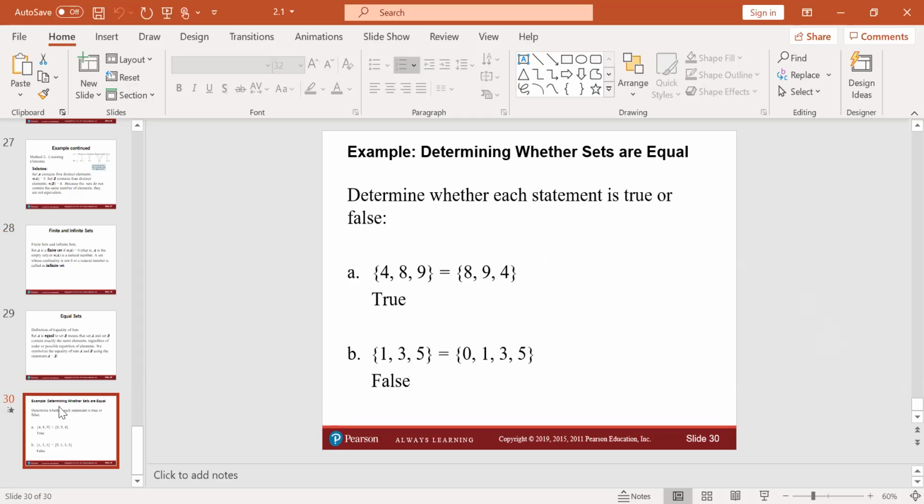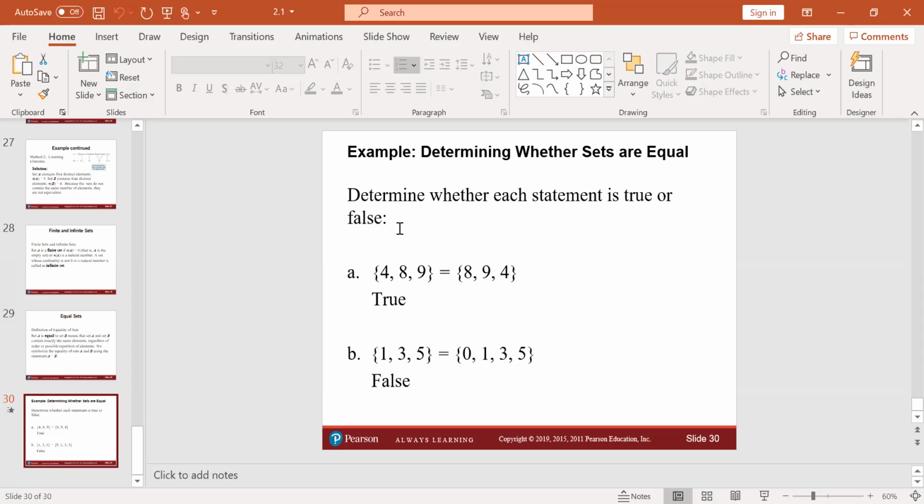So some very simple true false here. The set containing the elements 4, 8, and 9 is equal to the set containing the elements 8, 9, and 4. What do y'all think? True or false? And don't look at my hand. That's not possibly going to be able to cover it. How many of you would say true on that?